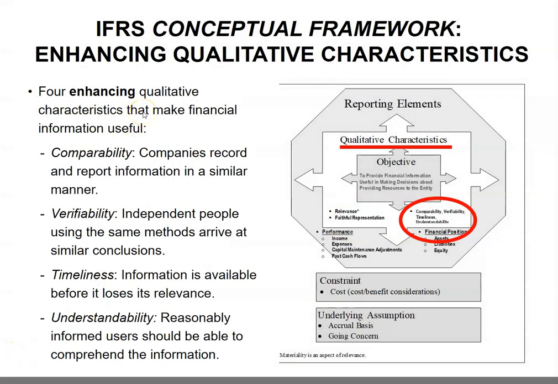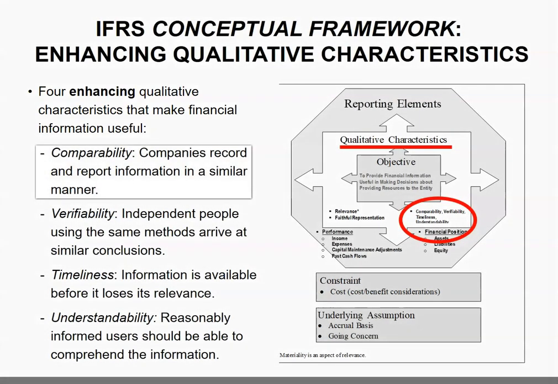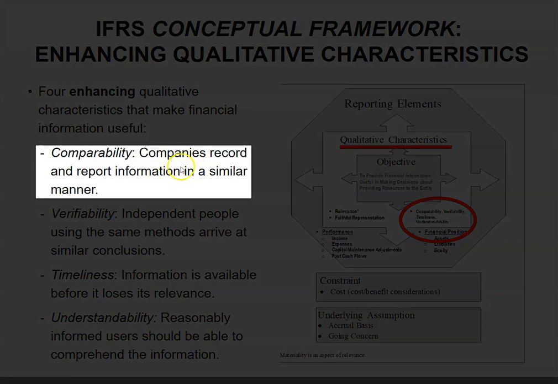In addition to the two fundamental characteristics, the framework also identifies 4 enhancing qualitative characteristics of financial information to be useful. The first one is comparability. Comparability requires that companies record and report financial information in a similar manner. Financial statements of one accounting period of the company must be comparable to another accounting period. This will allow the users of financial statements to derive meaningful conclusions about the trends in the reporting entity's financial performance and financial position over time.